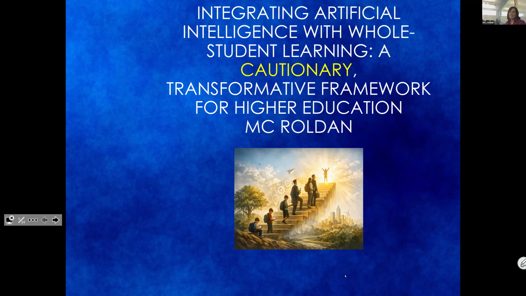We are excited to have Mary Roldan with us today to share some work that she's been doing in her chemistry courses. You can see by her title, Integrating Artificial Intelligence with Whole Student Learning, a cautionary, in yellow, transformative framework for higher education. Mary has been using AI in her chemistry courses for about 3 semesters now, so she's got some lessons to share, and we're excited to hear from her. I'm going to turn it over to Mary, and we'll have time after her presentation for discussion with her, and then also some open discussion.